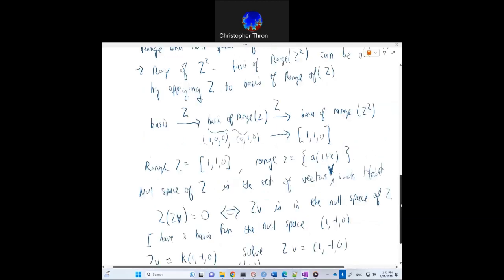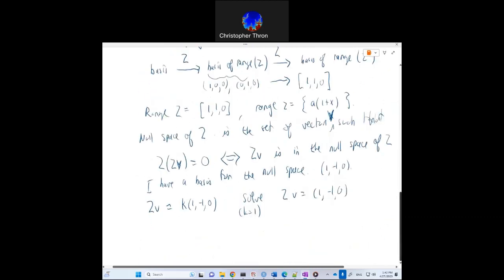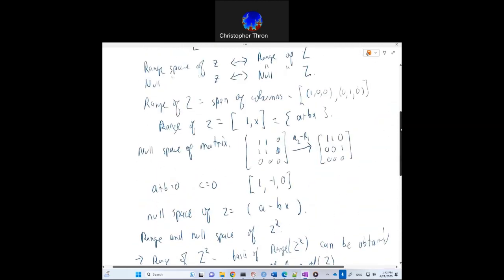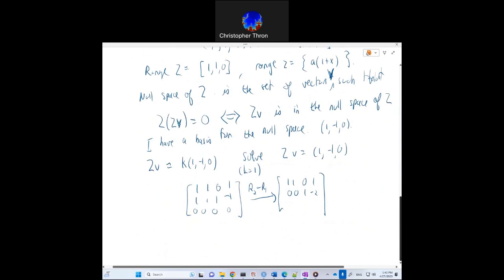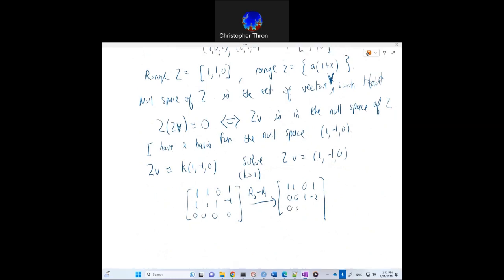So now I have an inhomogeneous equation, not a homogeneous equation. But I can solve it the same way. If you remember, my matrix was 1, 1, 0, 1, 1, 1. And now I have 1, minus 1, like this. I can use the same operation, R2 minus R1. Here I have 1, 1, 0, 1. And here I have 0, 0, 1, minus 2. Did I do this right? Yeah, that's fine. And then 0, 0, 0.